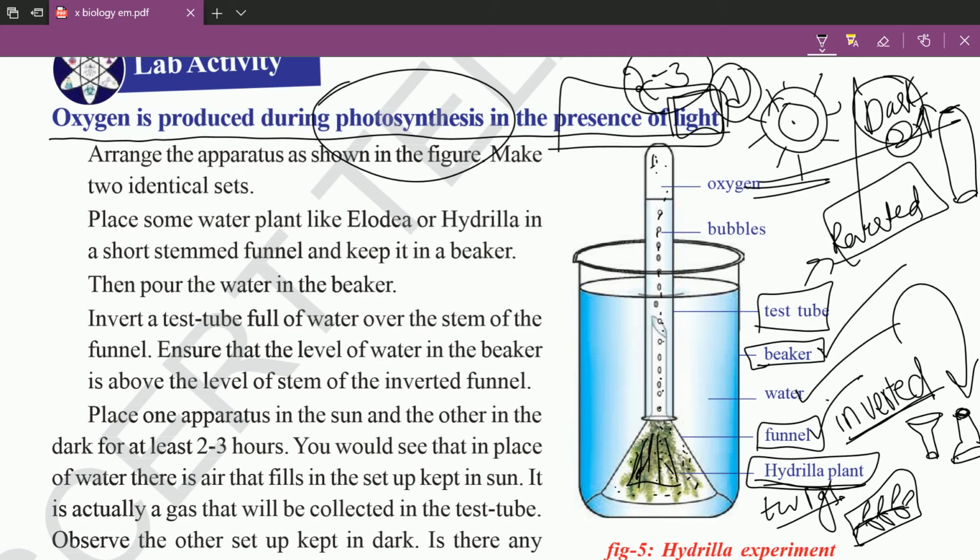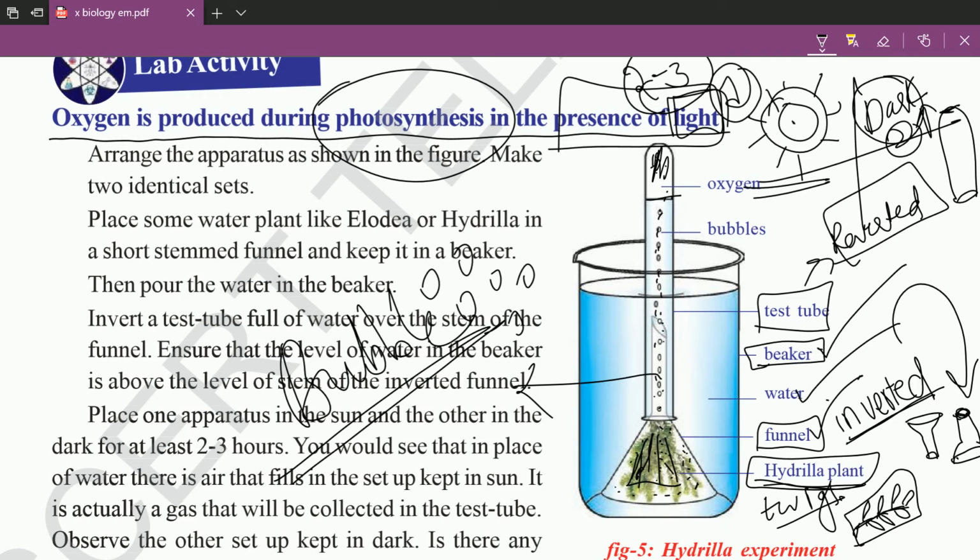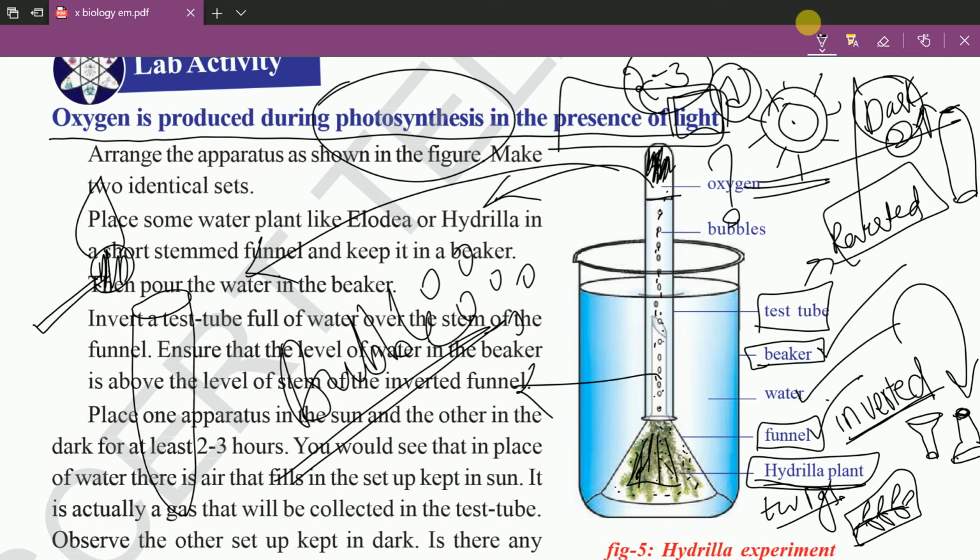So after 2 to 3 hours, what will happen here? Slowly you will see bubble formation. These small bubbles will ascend into the test tube and be collected in the empty space. Then after 2 to 3 hours, we need to slowly take this test tube to another region, and first burn a matchstick. Then we need to bring this test tube near the glowing matchstick. Then what will happen?